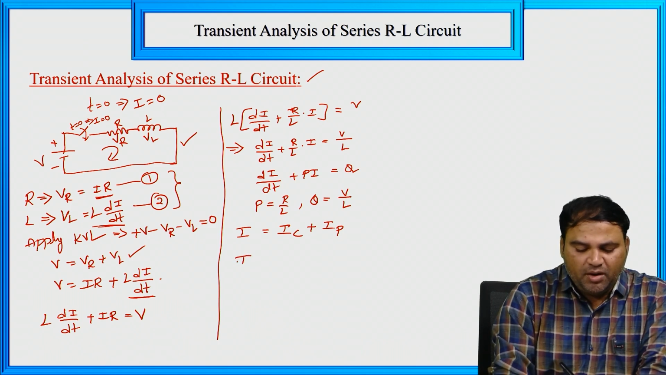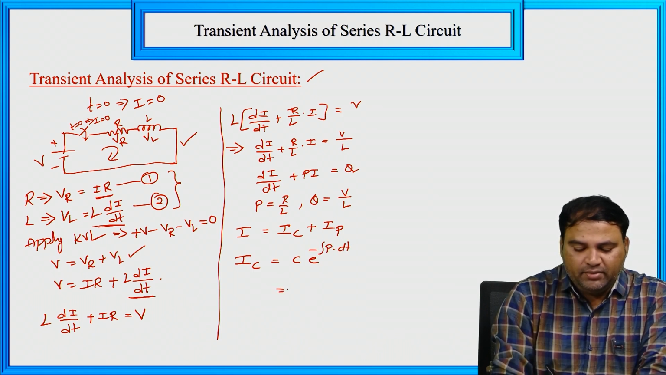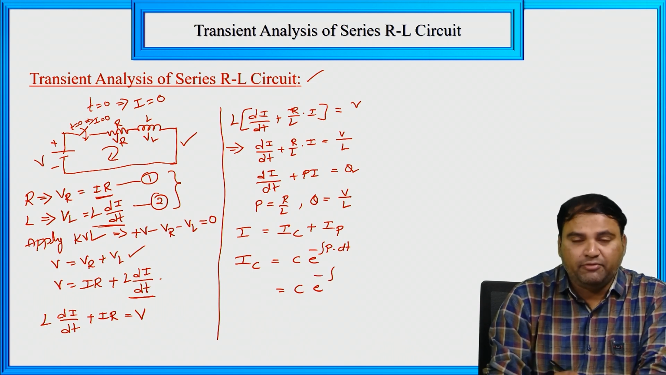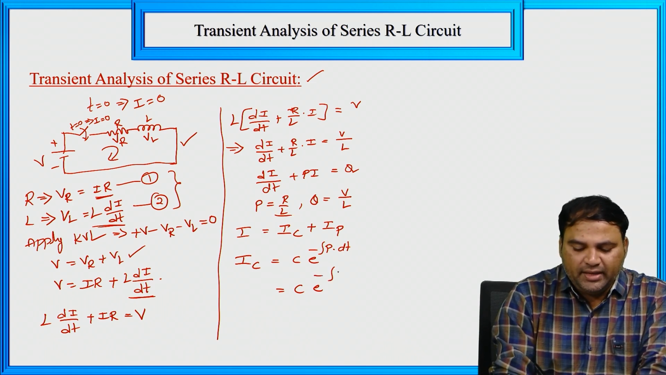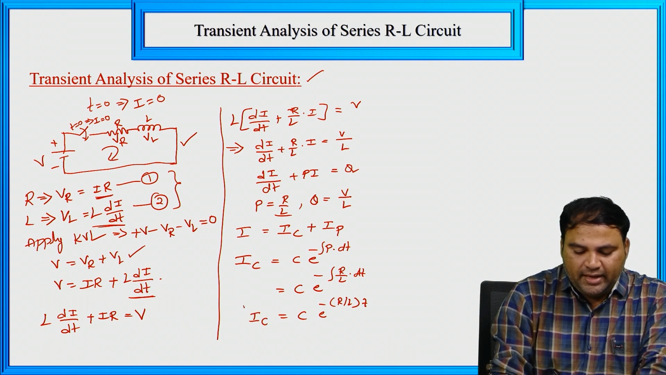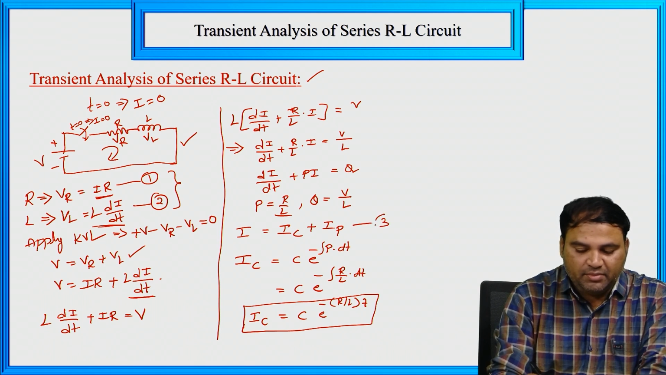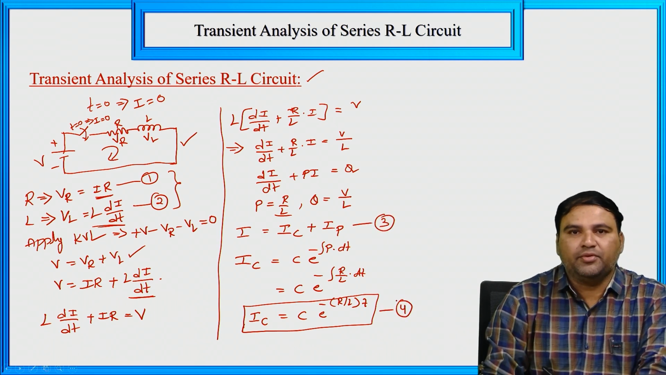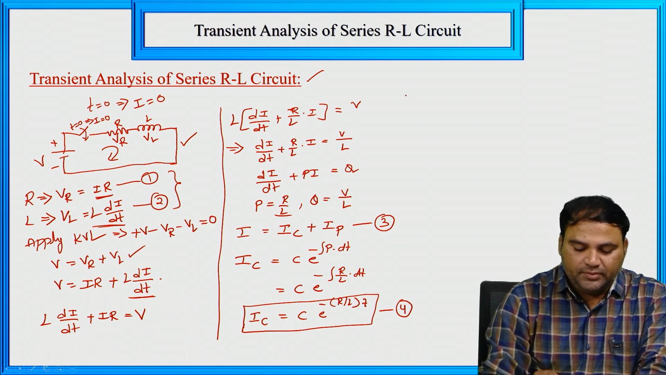Now the complementary function IC equal to C into e power minus integral of P dt. What is P here? R by L. So that is equal to C into e power minus R by L, integral of 1 into dt is t. This is the IC value, the complementary function value. Let us take this as equation number 3 and this as equation number 4.